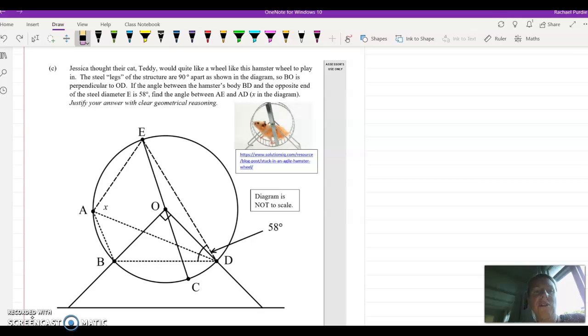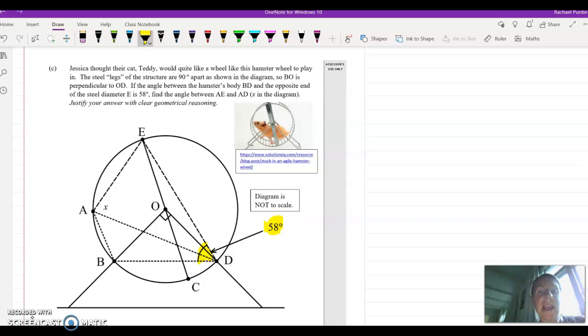So we've got this wheel. I went through these answers well over a week ago, so I just have to remind myself. We've got the legs of the structure 90 degrees apart, so there. If the angle between the hamster's body BD and the opposite end is 58, so they've told us this wee guy in here being 58.